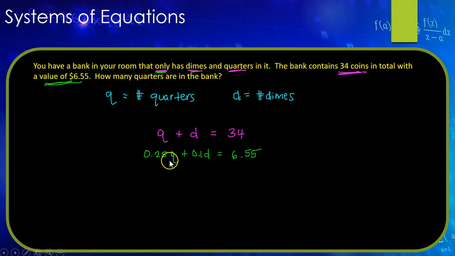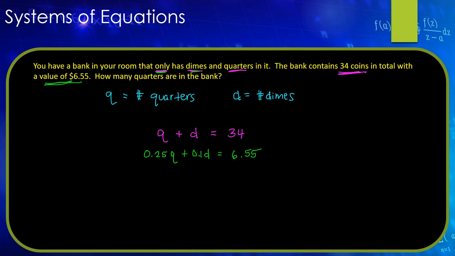The value of each quarter times the number of quarters will give you the amount of money I have in quarters. The value of each dime times the number of dimes is going to give me the amount of money I have in dimes. Adding those two together is going to give me the total value of money I have in this bank. And so now I have my two equations with two unknown values. Now I had to solve them.